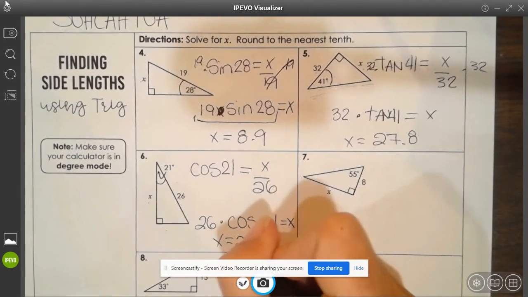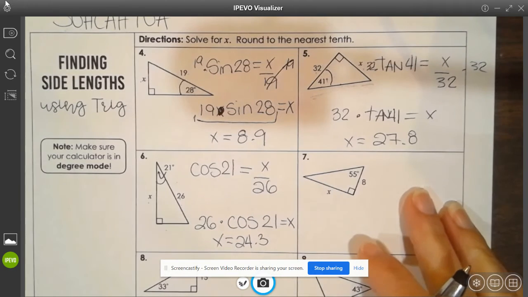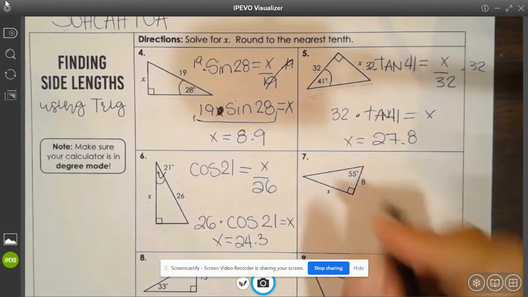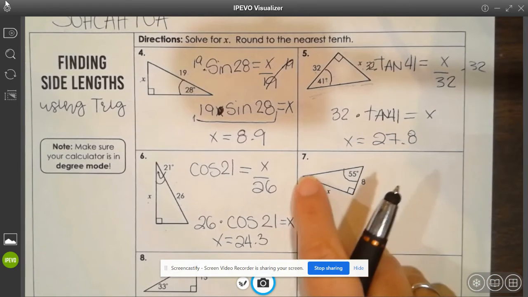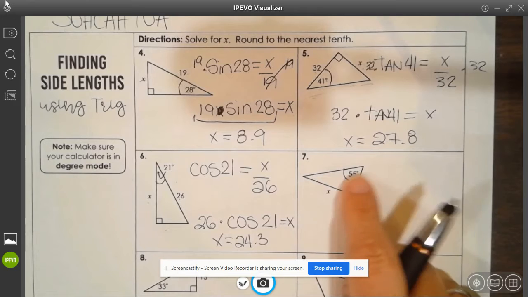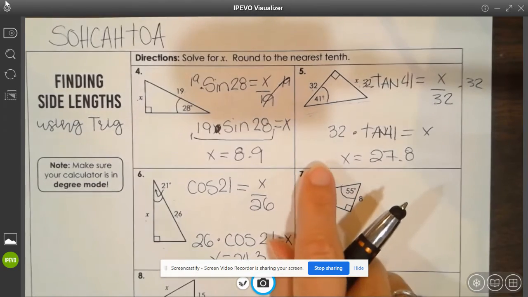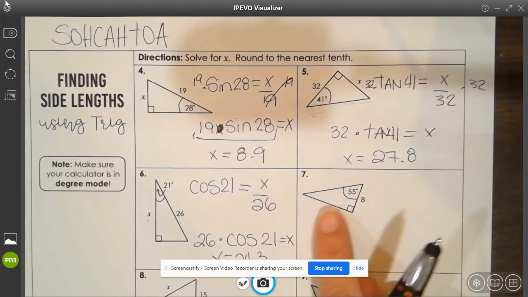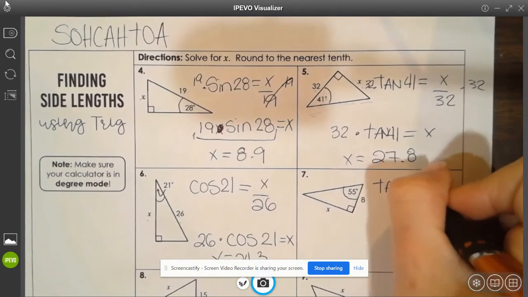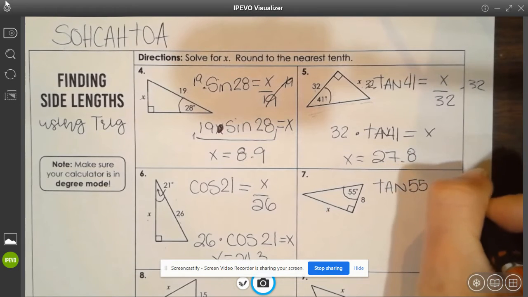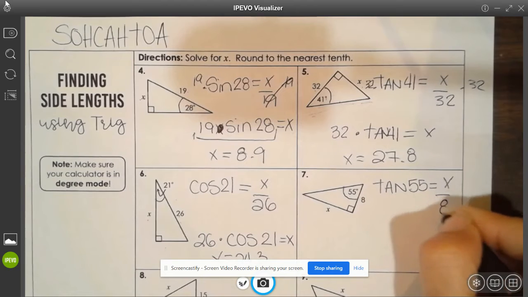24.3 is my missing side. Okay, all right, let's keep going. Right here, we have this angle. Now, I know this is tangent already because I don't have the hypotenuse. So that's going to be opposite over adjacent, right? TOA, opposite over adjacent. So that is tangent of the angle, 55, equals opposite over adjacent.